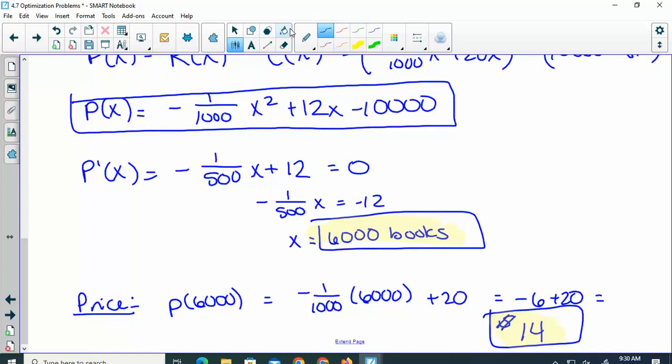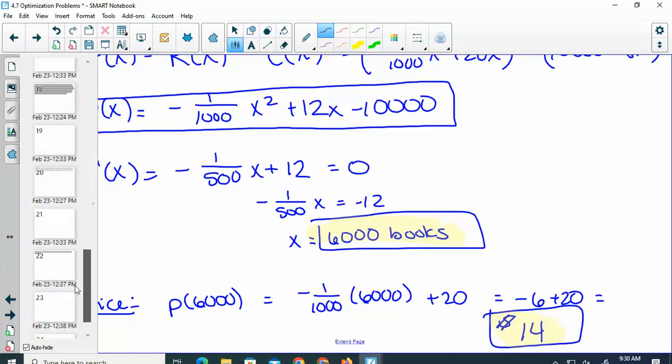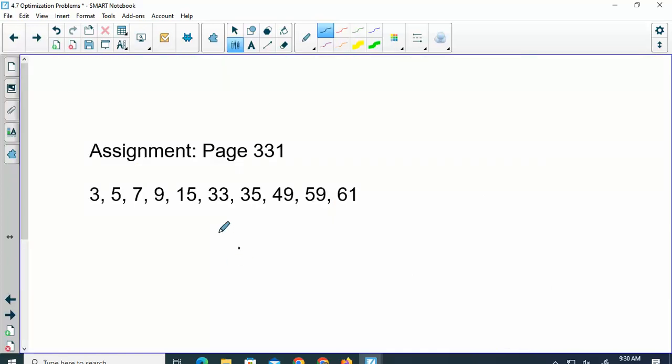Any questions on that one? So we are going to do some more problems tomorrow. This is our stopping point for today. So we are not ready to do all of these. I want you guys to do 3, 7, and 15.